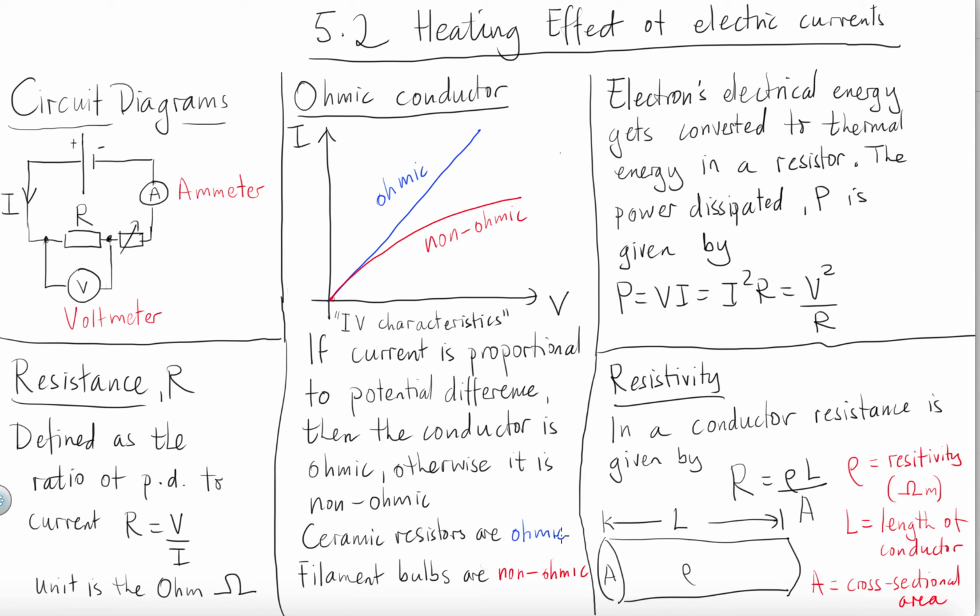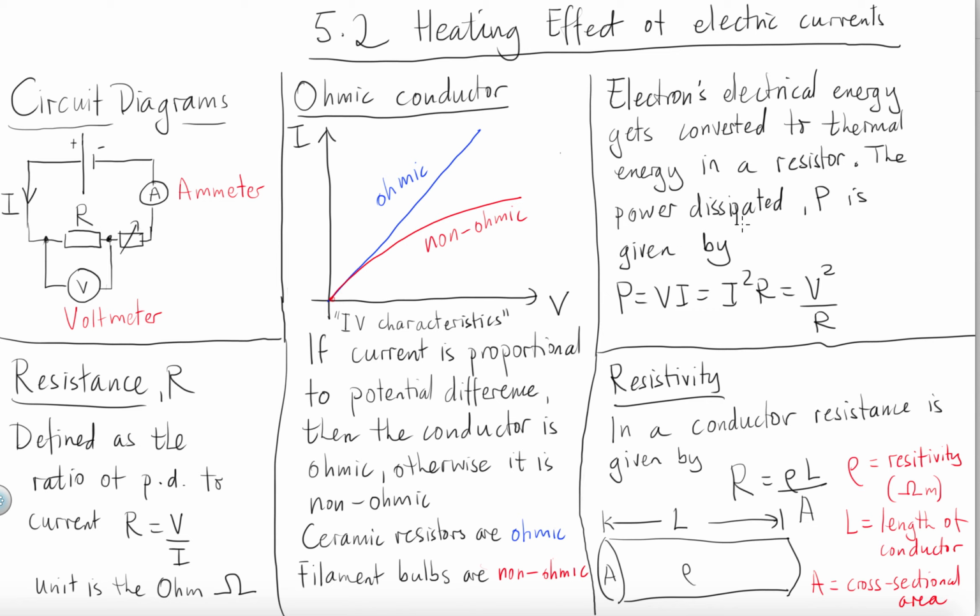Some examples of ohmic conductors are ordinary ceramic resistors you get in the lab, and an example of a non-ohmic conductor is a filament bulb. Now, in terms of the heating effect, what's happening in a resistor is electrical energy is getting converted to thermal energy, and heat is being given off.